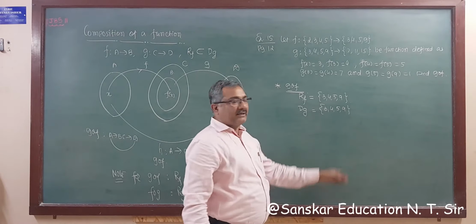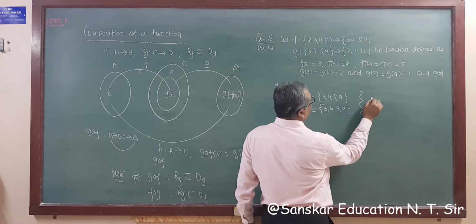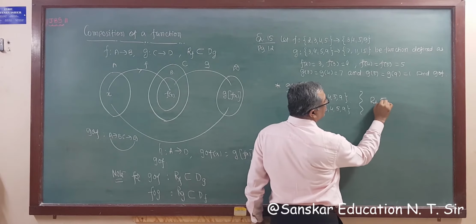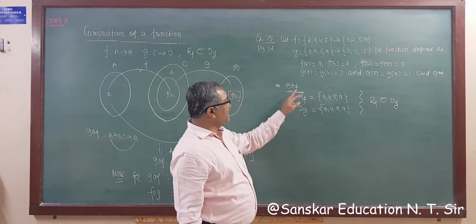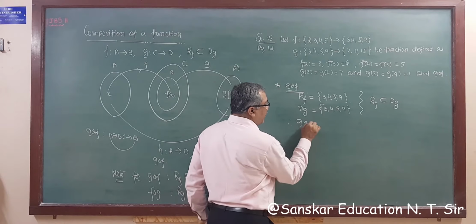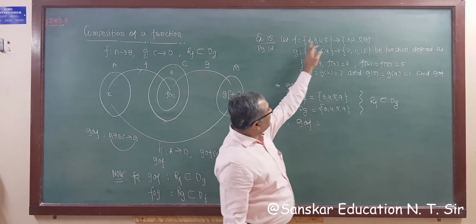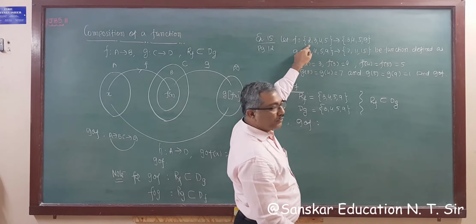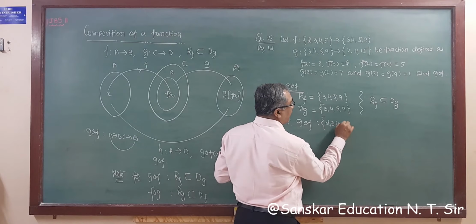So this is clearly both are equal. That means here we get range of F is a subset of domain of G. Range of F is a subset of domain of G. Therefore, G over F. Now G over F, F is a function from here to here. So that is 2, 3, 4, 5, right? So this is 2, 3, 4, 5.